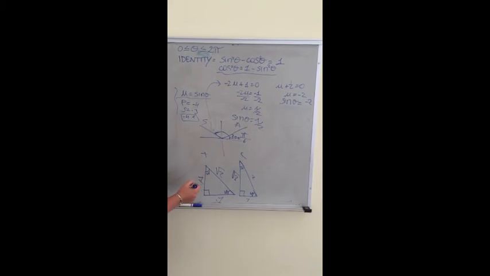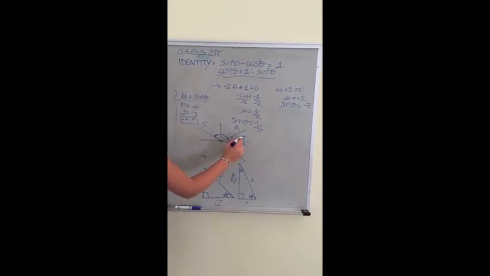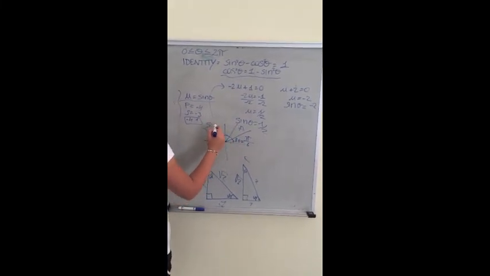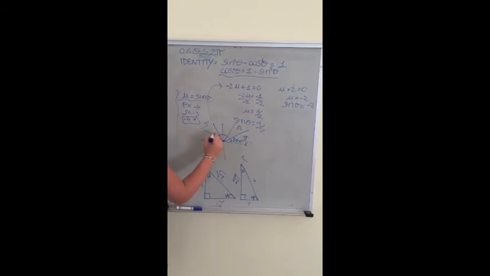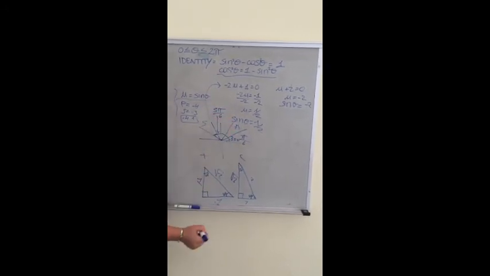In order to find this angle, we need to find how many 30-degree angles, or pi over 6 angles, there are in this quadrant. And that's 3: 1, 2, 3. And then there'll be 2 in this one. Therefore, this angle is going to be equal to 5 pi over 6.